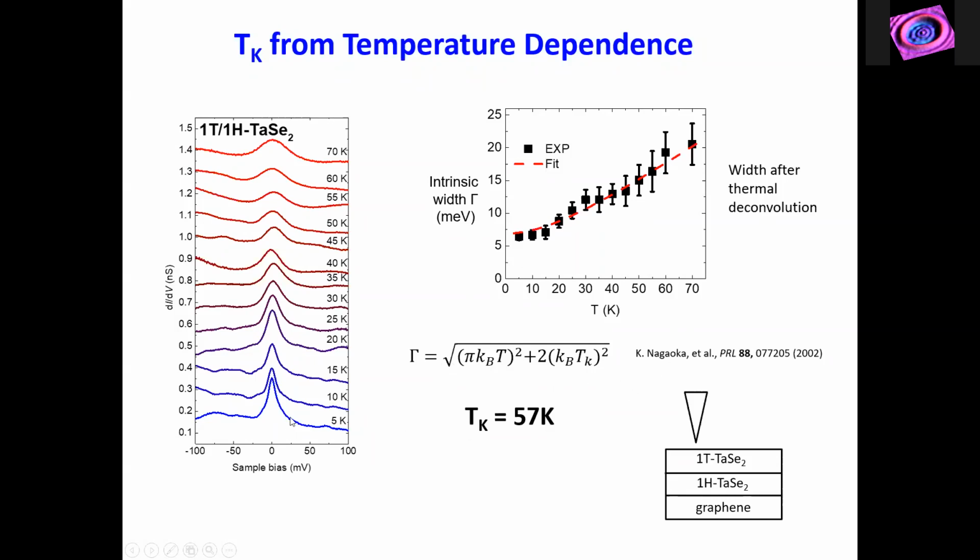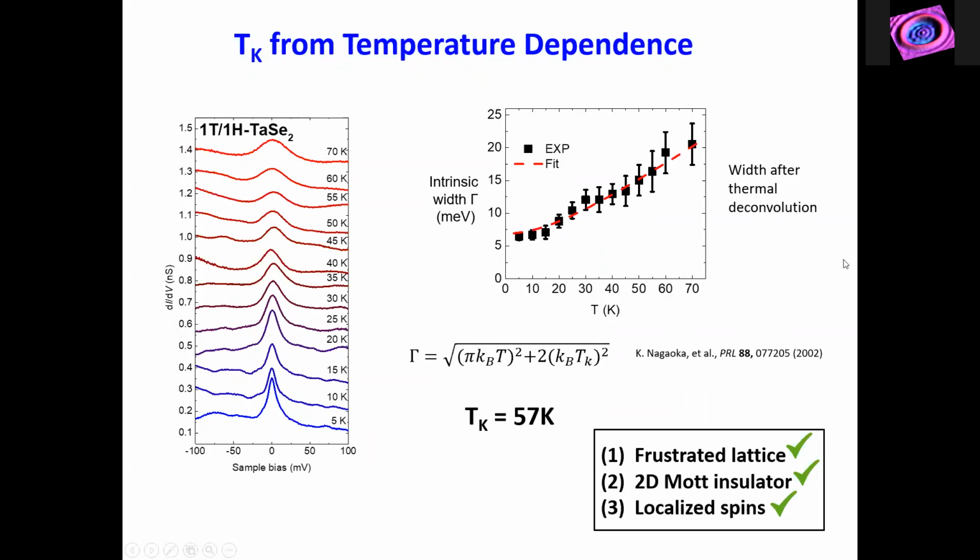And if this was not a Kondo resonance, then we would expect this to just be a straight line, because this is the width after thermal deconvolution. So this is nice Kondo behavior. And so that's a signature of the spins living inside of the Mott insulator.